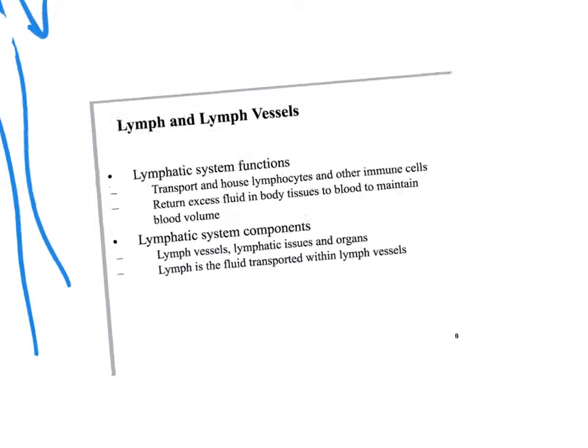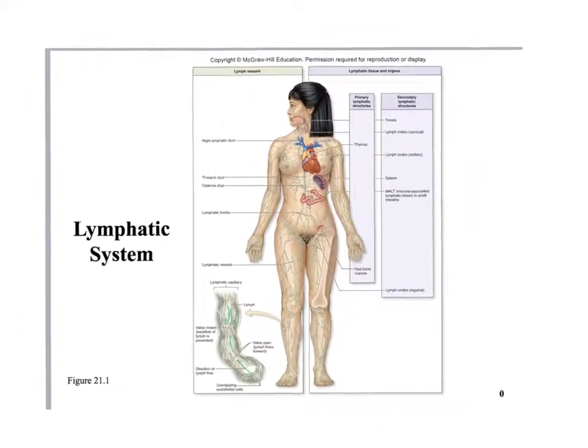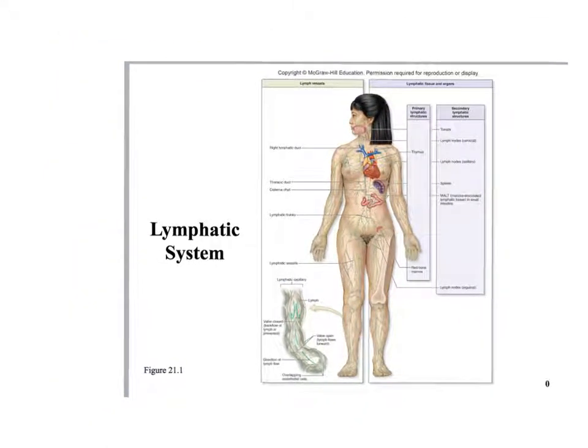Okay? And it's transported through the lymph. This is what it looks like. You have some lymph on the left here in green. You have lymph vessels, and you can see they pervade throughout the entire body. There are collections of areas where there are increased lymph nodes. We'll talk about that in a minute.